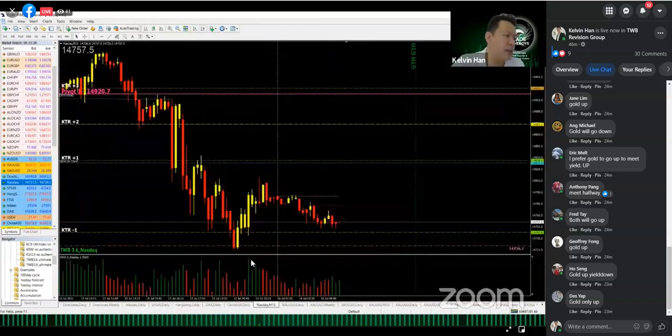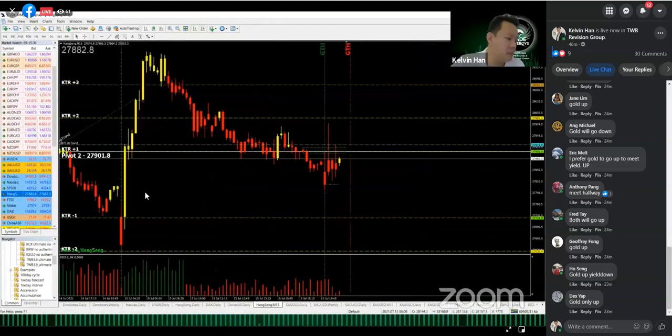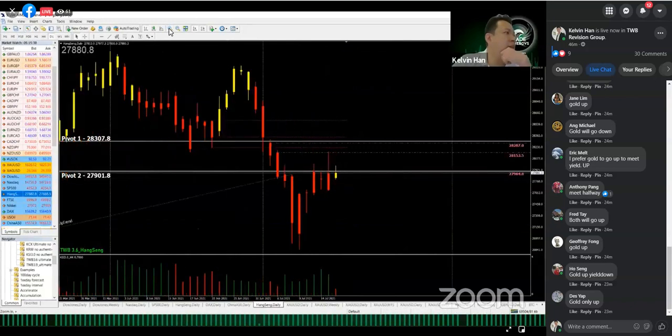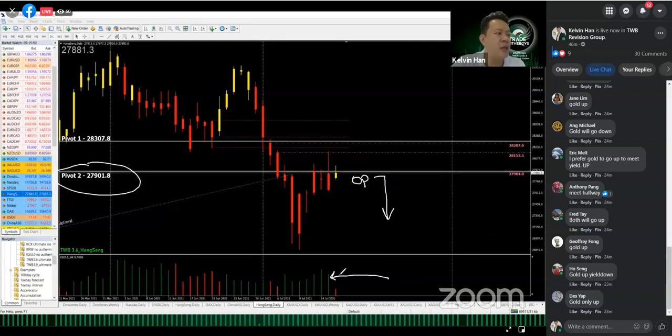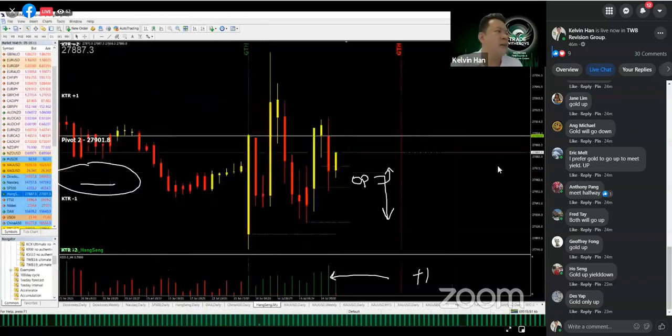Right, for today's Hang Seng day chart, let's take a look. Now, Hang Seng day chart today is interesting. Hang Seng opening price today is below P2. So by right, if it goes below OP, it's a sell. But because the KSI is green, if it goes above OP, it becomes a buy. And because the KSI is above OP, it will definitely go to KDR plus one rather easily. That is what it's supposed to be based on what I'm seeing on the KSI now. And if it goes above P2, which is 27901, it should have a higher upside. So let's take a look what really happened today.